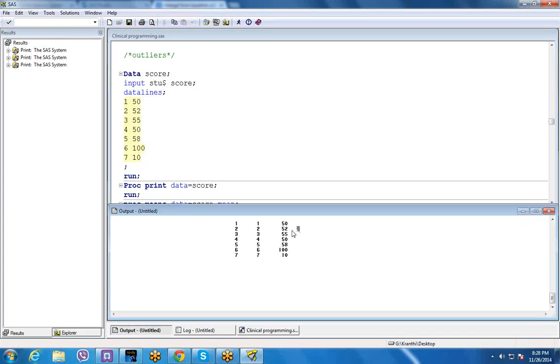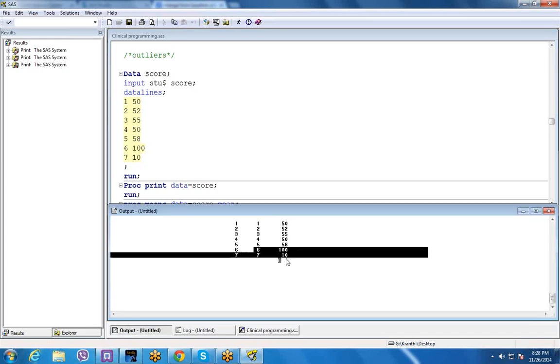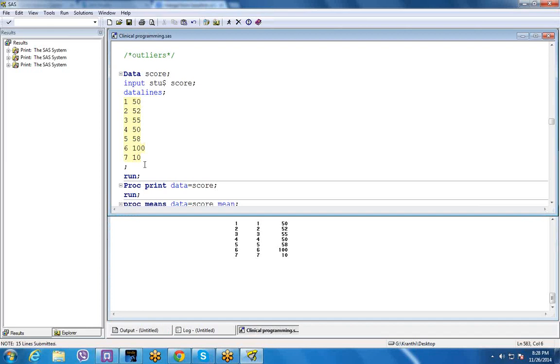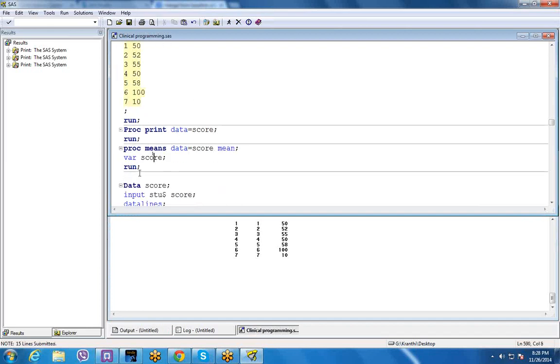See, everyone got 50, 52, 55, 50, 58, but these 2% got 110, 1% got 100 and 1% got 10. So here we are including the extreme lowest value and the extreme highest value. Then calculate the mean.